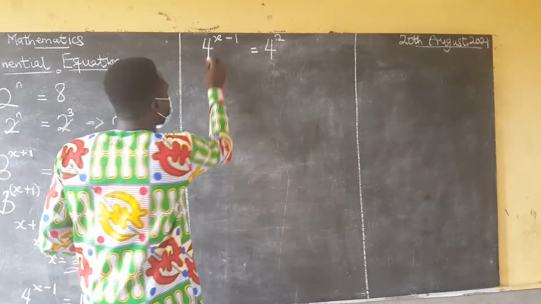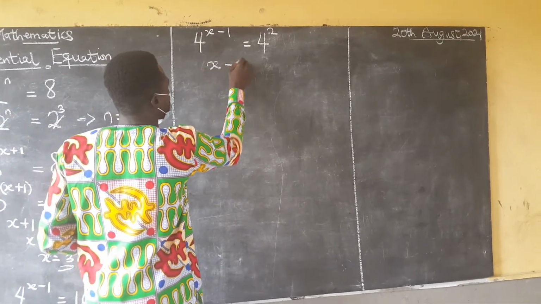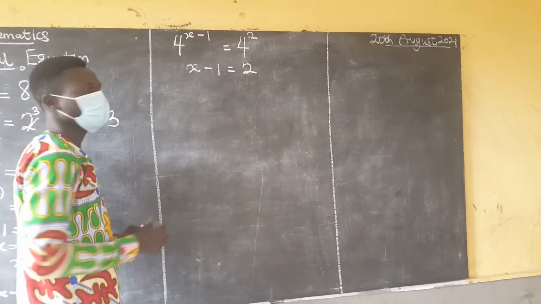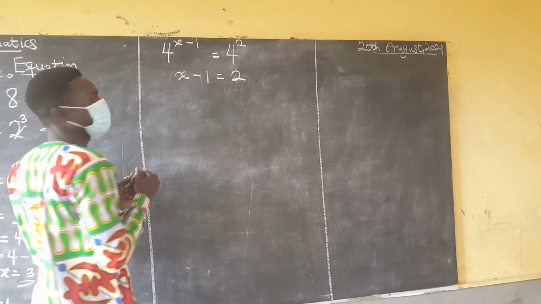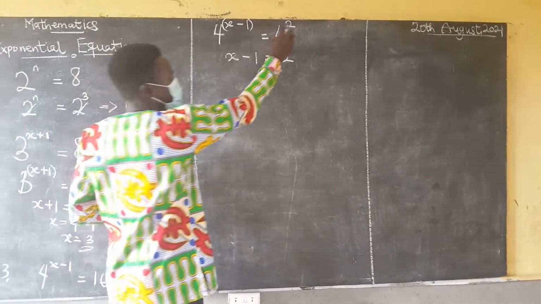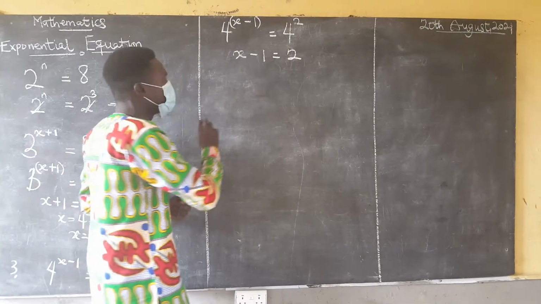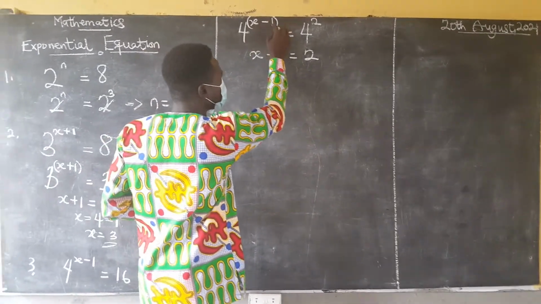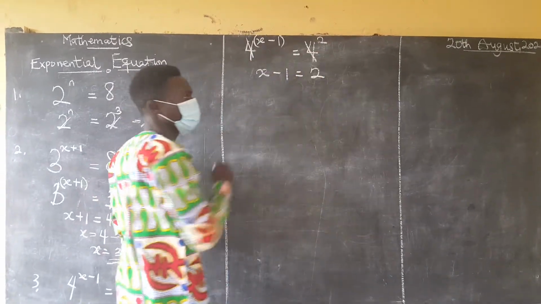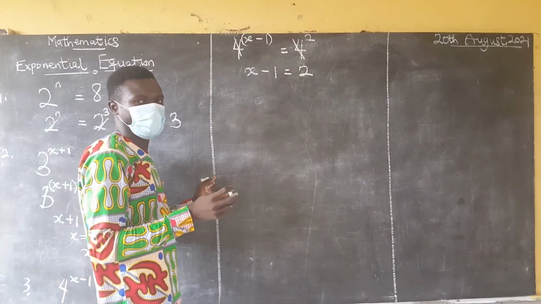So this is going to give me x minus 1 is equal to 2. x minus 1, that is the exponent here. The exponent is not only x, but the one here is only 2. So this will give me x minus 1 is equal to 2. For the bases, they are the same, so I can choose to cancel them out or not pick them.